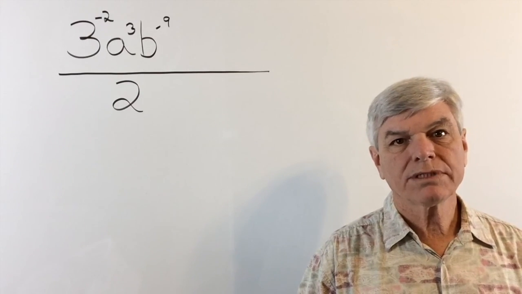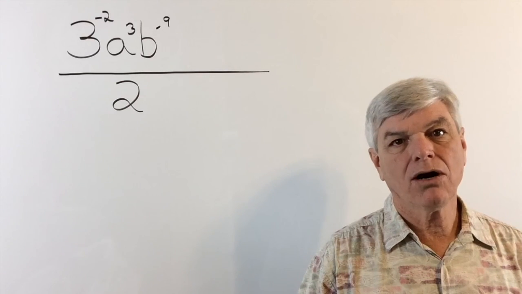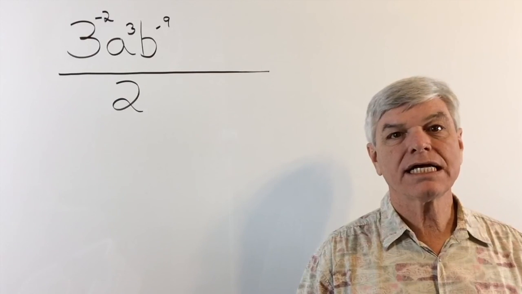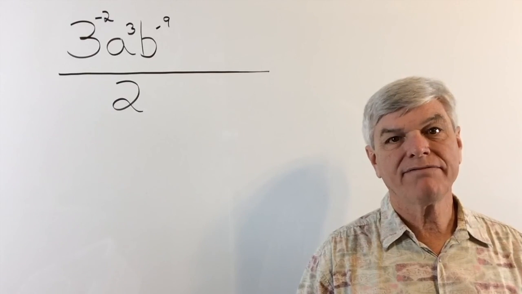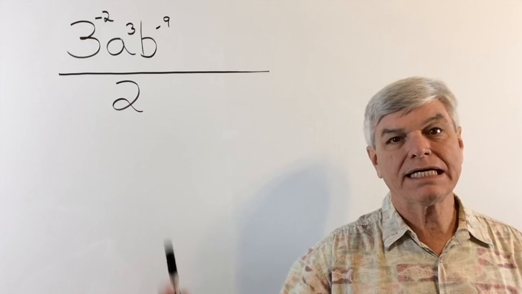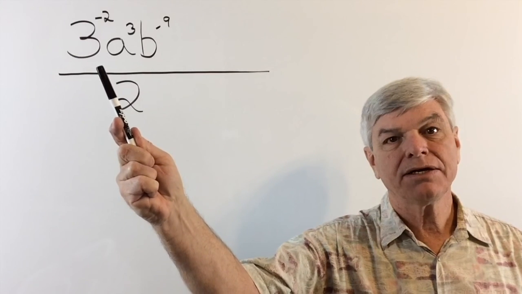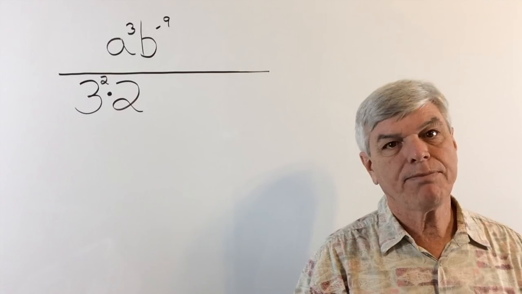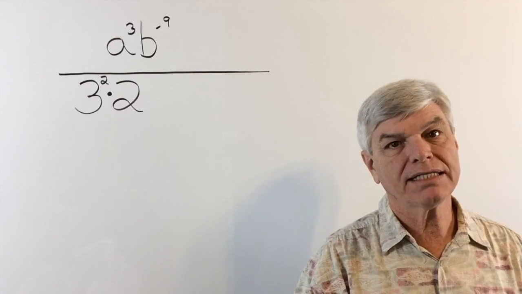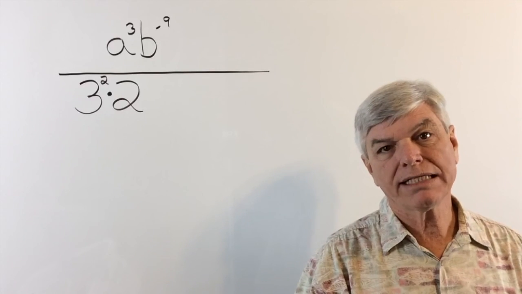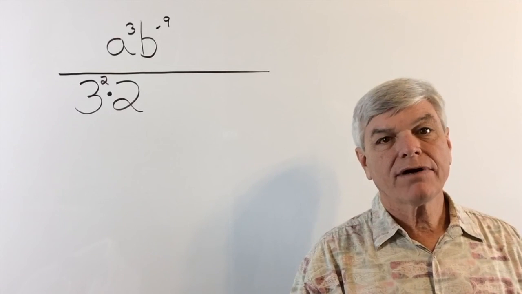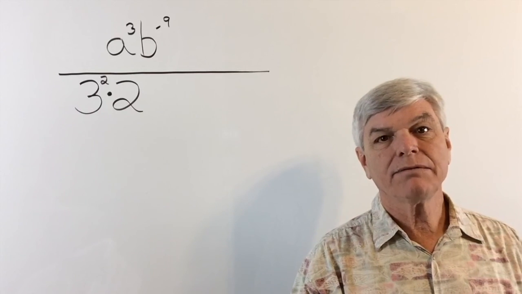Now we've done all our work upstairs, and this is what I like to do. I like to bring all my work upstairs, complete it, and then start sending my numbers and my variables with negative exponents downstairs. So the first thing I'm going to send downstairs is my units. 3 to the negative 2 comes downstairs, and 3 to the negative 2 becomes 3 to the positive 2. And of course, we're going to multiply times that 2, but not now. We have our b to the negative 9 that needs to come downstairs.